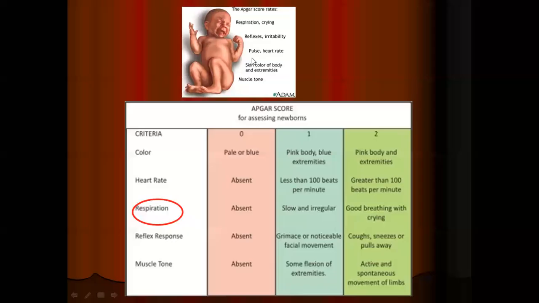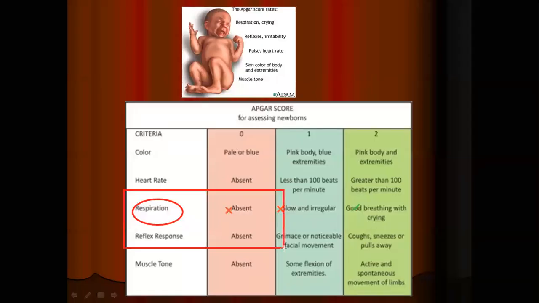So moving on to the concept, the next one, respiration. If the child does not cry, which indicates the respiratory effort is absent, our score is 0. If the child has a slow, irregular or shrill cry, we give a score of 1. If the child cries actively and a good breathing pattern is present, we give a score of 2. So this is about the respiration or cry.